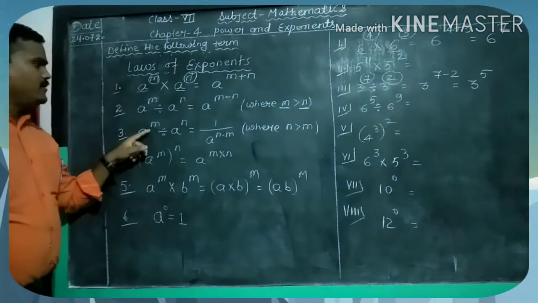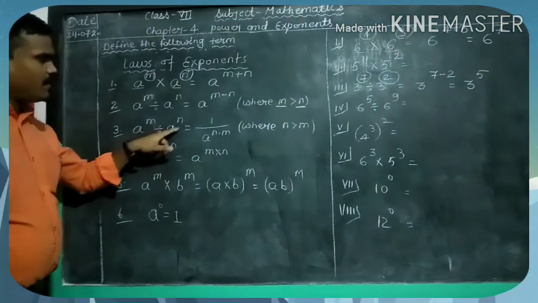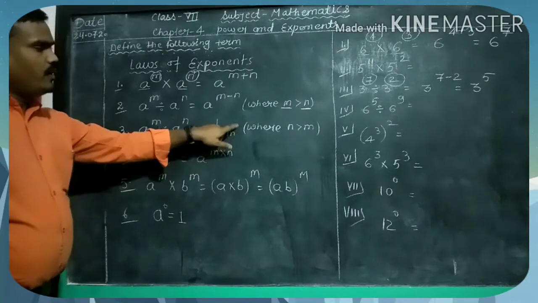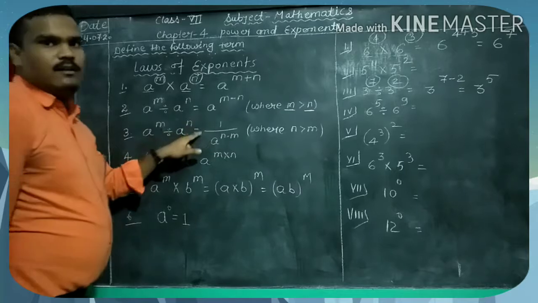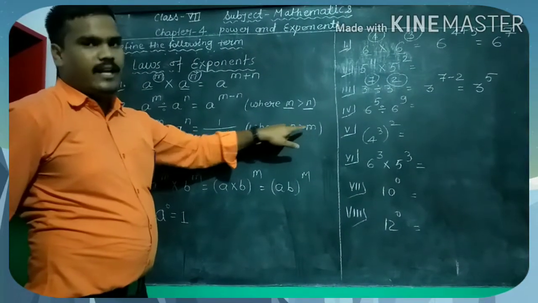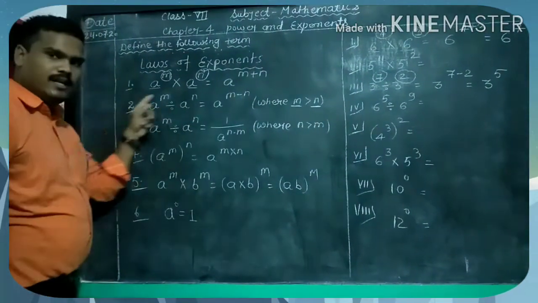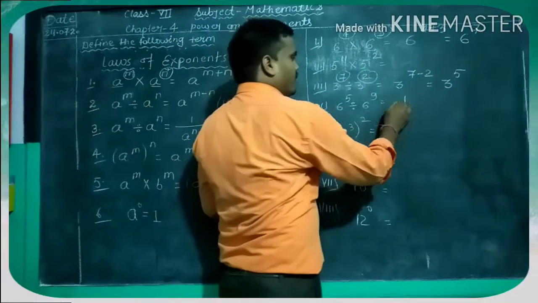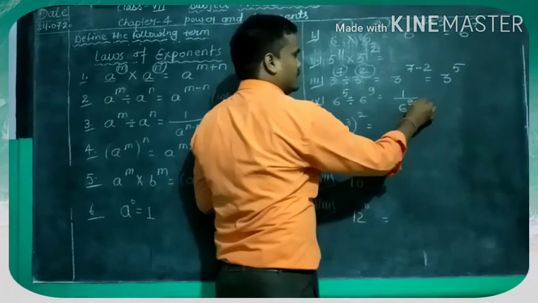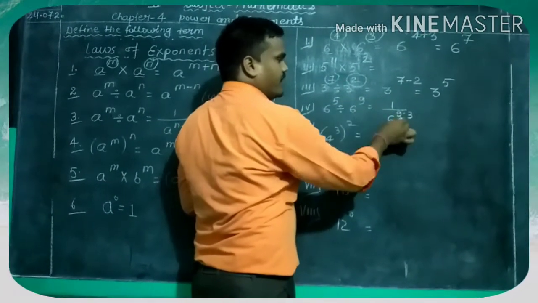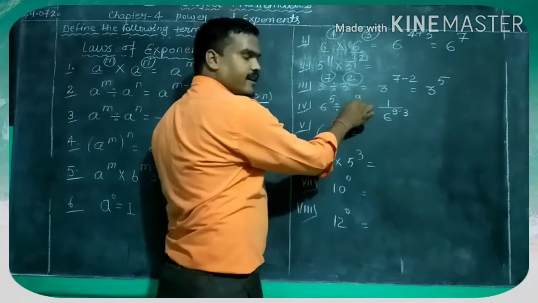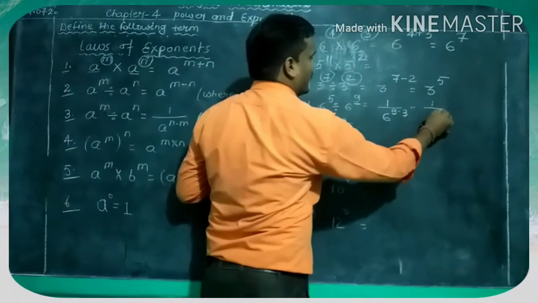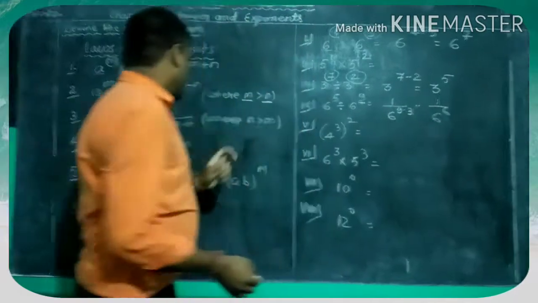Third, a to the power m divided by a to the power n is equal to 1 upon a to the power n minus m. Here we have changed this pattern. Why? Because n is greater than m. But in point number two, m was greater than n. So in this example, we will write n minus m, because n, which is 9, is greater than 5. The answer will be 1 upon 6 to the power 9 minus 5, equal to 1 upon 6 to the power 4.